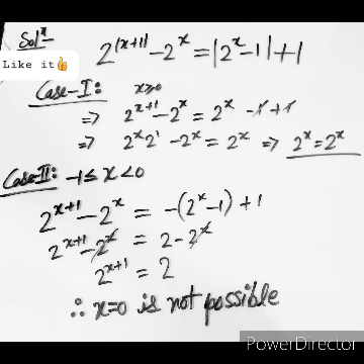So we get 2 raised to the power x plus 1 equals 2, which gives us x equals 0. And x equals 0 is not possible in this case because we initially took in case 2 that x is less than 0. There is no equals sign there, so it can't be equal to 0.